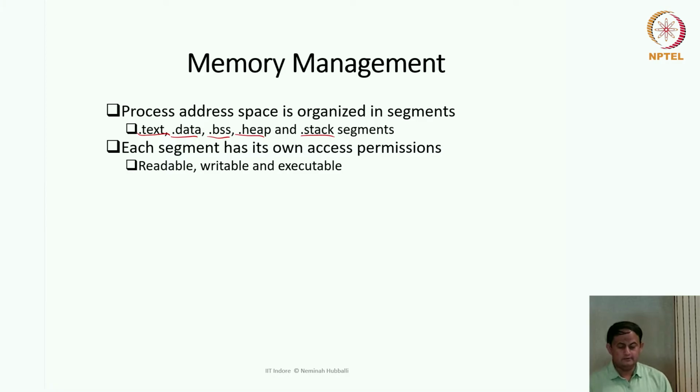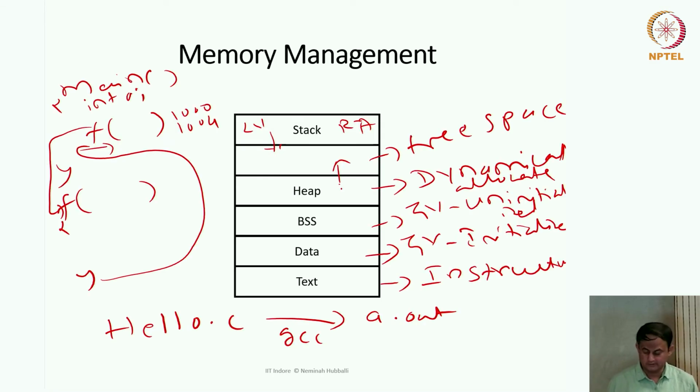So as I said, the various segments are there within the address space of an executing process. Sometimes the segments themselves are marked as whether they are readable, writable, and executable. This is another level of the protection that the operating system provides, particularly in the memory management unit. So I'll just give an example.